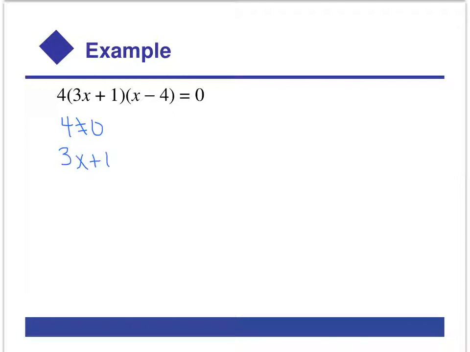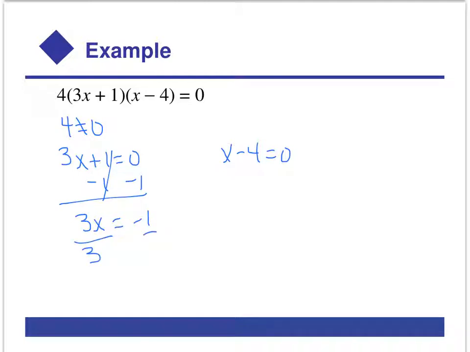3x plus 1 equals 0, and x minus 4 equals 0. We subtract 1 from both sides, so we get 3x equals negative 1. Divide by 3. So x equals negative 1/3. We add 4 to both sides, so x equals 4. So our answers are x equals negative 1/3 or x equals 4.